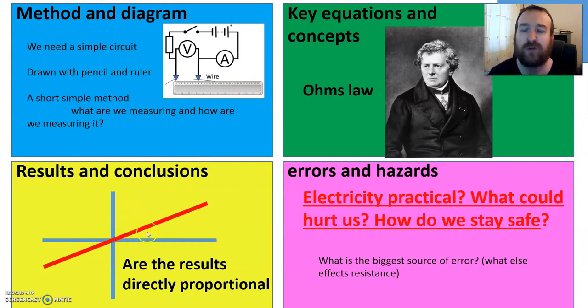What kind of graph do we get out? Are the results directly proportional? Are they not directly proportional? Okay, we want to think about those results.